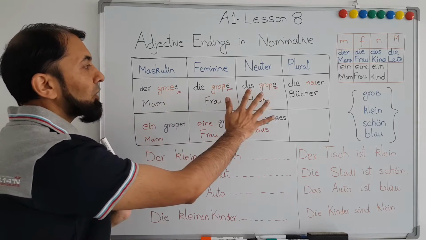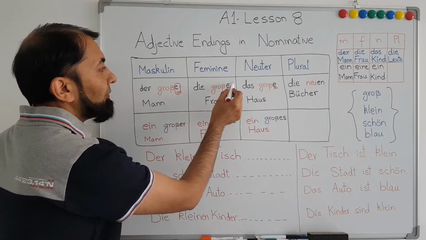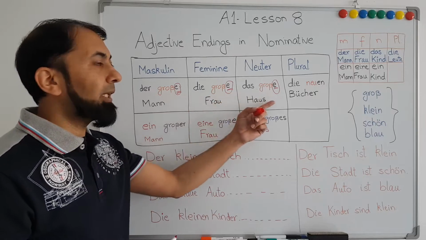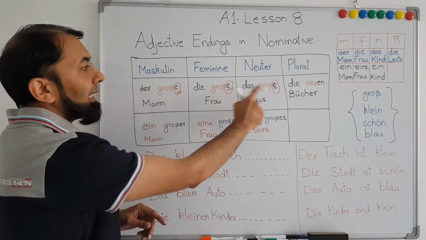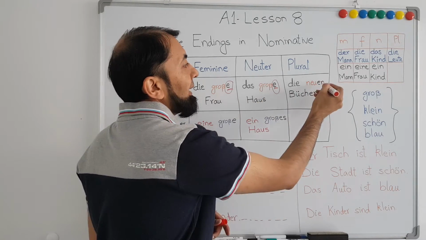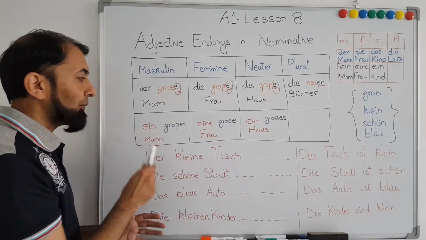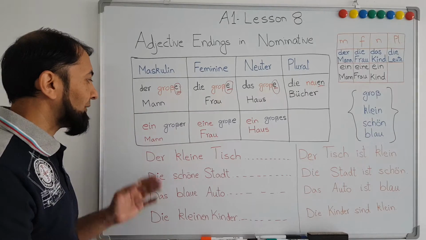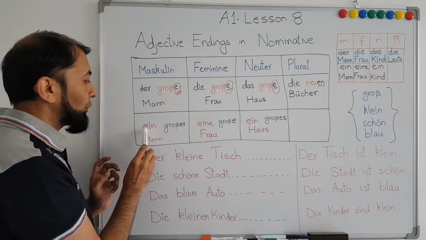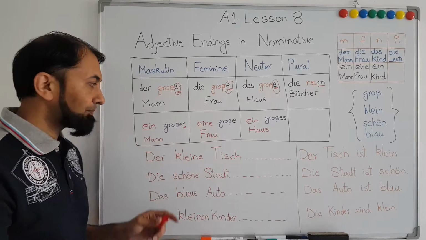So the first row was dealing with the definite article, where for masculine, feminine, neuter we have added an e at the end of the adjective, but in case of plural we have added an en at the end. Now we look at the indefinite article. What changes are we going to make in case the article is indefinite? So for masculine, if we are going to use an indefinite article, we will add an er at the end.